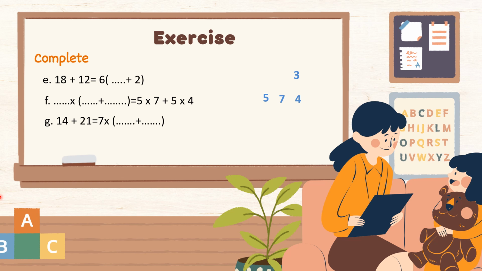14 plus 21 equals 7 multiplied by, and complete the space. Who can tell me? Very easy. Yes, it is 2 plus 3. Excellent question. Now, another one, H: 5 multiplied by between brackets space plus space, complete the space. It is 9 plus 2. Excellent, math champion.